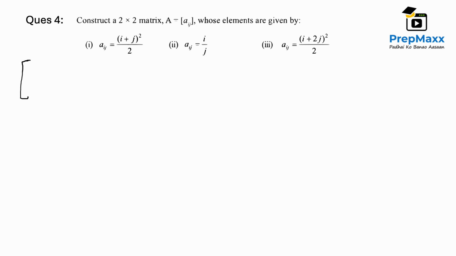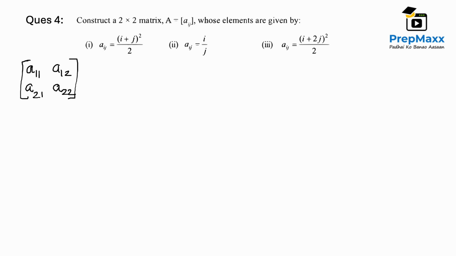In order to develop a 2 by 2 matrix, we need 4 elements: a11 element, a12 element, a21 element, and a22 element. So here for the a11 element, i is 1 and j is 1. For the a12 element, i is 1 and j is 2. For the a21 element, i is 2 and j is 1. And for the a22 element, i is 2 and j is also 2.